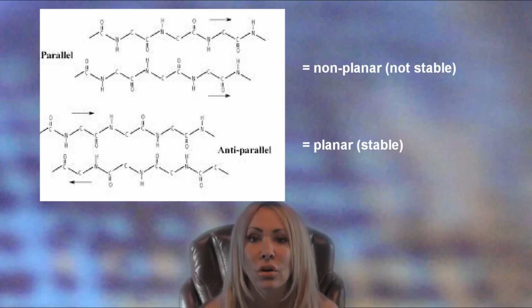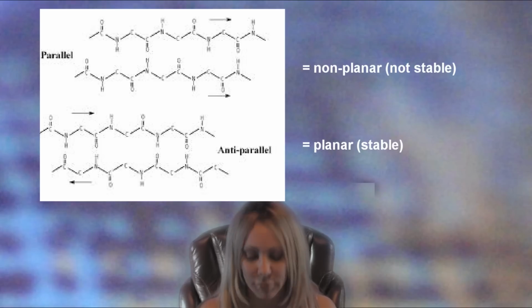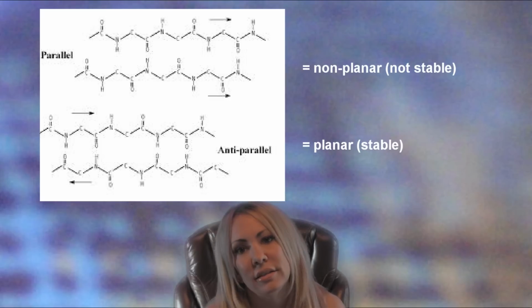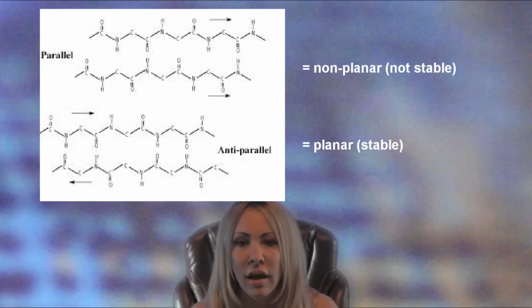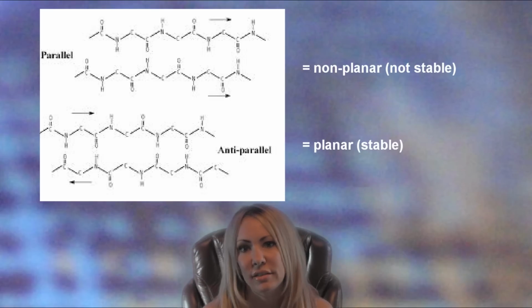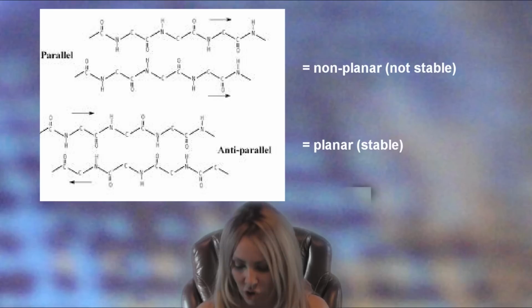This is actually the more stable of the two kinds of beta pleated sheets. The parallel sheets are going to be less common, of course. They're not going to be found in great amounts because they're less stable. So anti-parallel is the stable form of the beta pleated sheet, and the parallel ones are not.